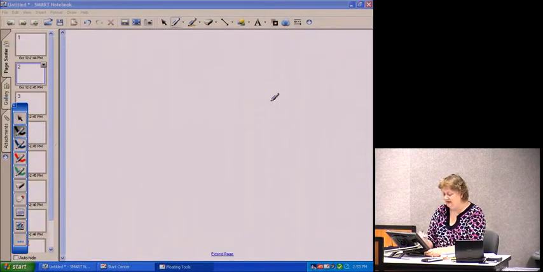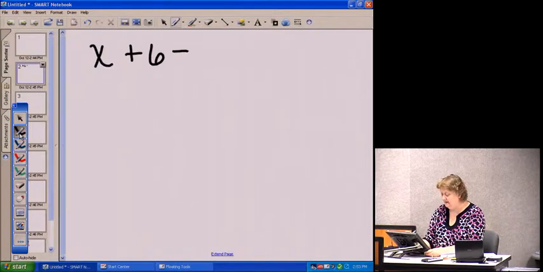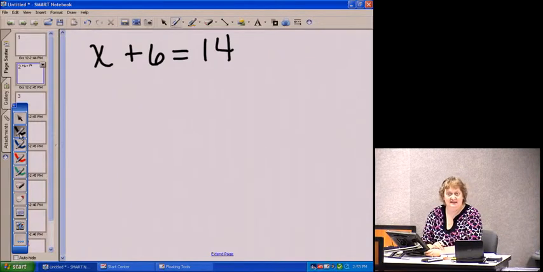X plus 6 equals 14. Again, we can look at this and say, well, what do we add to 6 to get to 14? And we know it's 8. But again, we're worried more about the procedure.